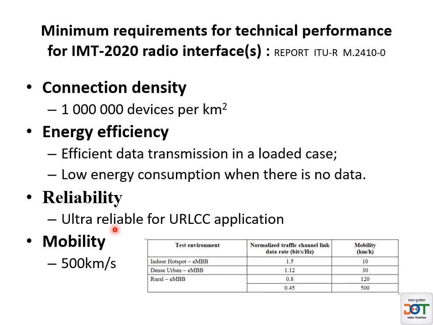And then mobility. Here mobility has to achieve 500 kilometer per hour. This is not second, this is wrong. This is 500 kilometer per hour. In different test environments, it has been defined as a different mobility, and this 500 kilometer per hour is for rural eMBB, that is rural deployment of enhanced mobile broadband, and it is mainly for the high speed trains. For other scenarios, indoor hotspot is defined as 10 kilometer per hour. For dense urban, it is 30 kilometer per hour, and only in the rural it is 500 kilometer per hour.